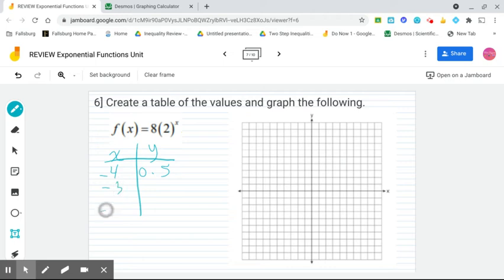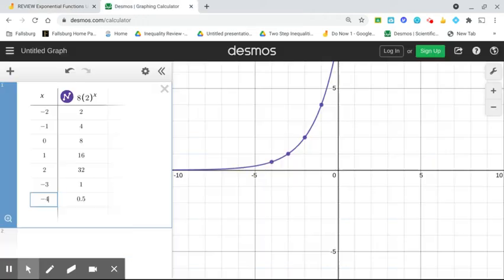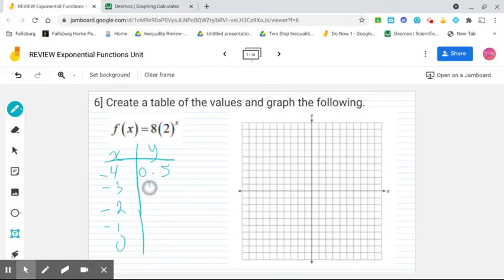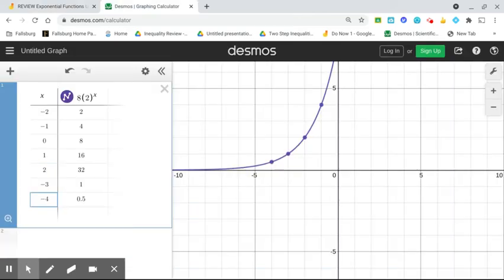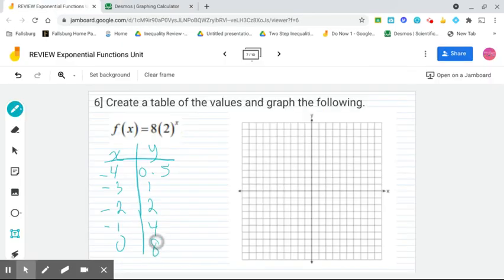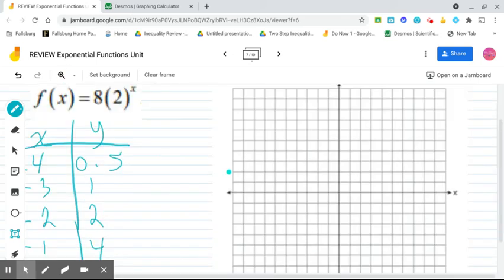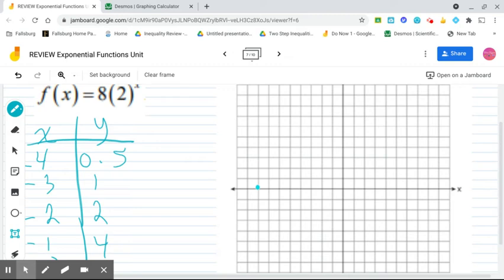And I'm going to do -3, -2, 1, -1, and 0. So I have 1, 2, 4. And then 0 is 8. So if it says to create a table of values, you must write this down. Don't skip that step. So I'm going to zoom in a little bit. It's a little bit easier to graph.